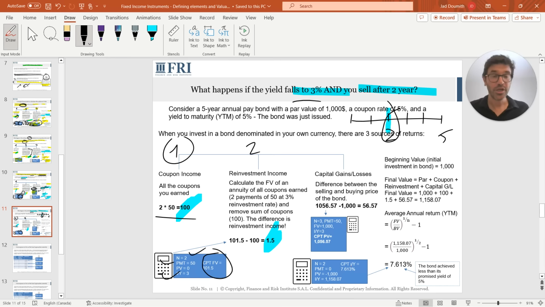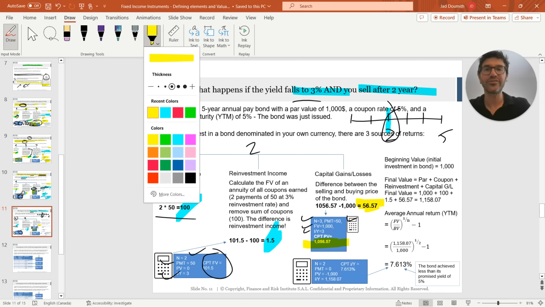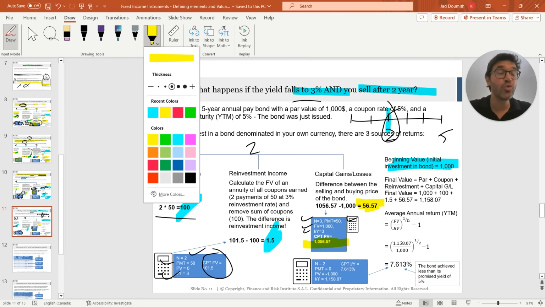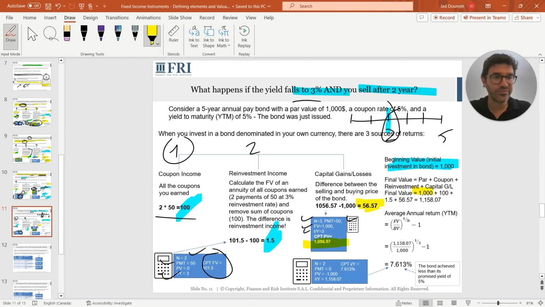Let's value it. We need to tell the calculator we have a 3-year bond, coupon of 50, nothing changed, future value of 1,000, the yield is 3, compute present value. And the calculator will give you 1056.57. You have $56 of capital gains. One last time, we started with an initial investment of 1,000. 2 years later, we are the proud owners of 1056.57 when we sold our bond.